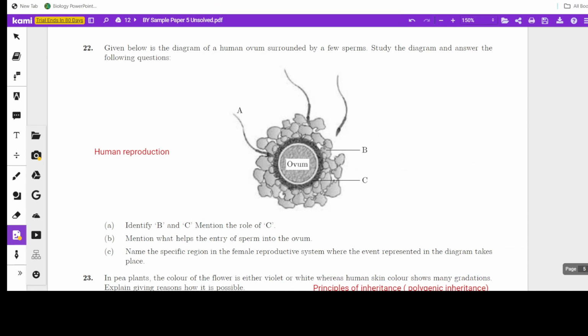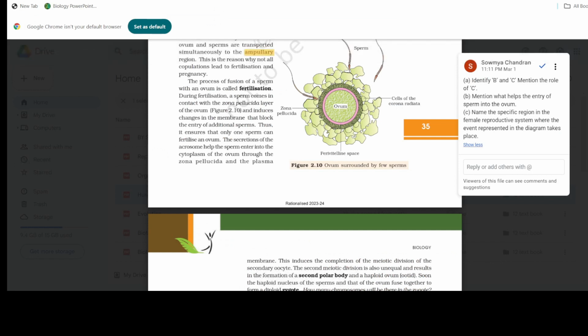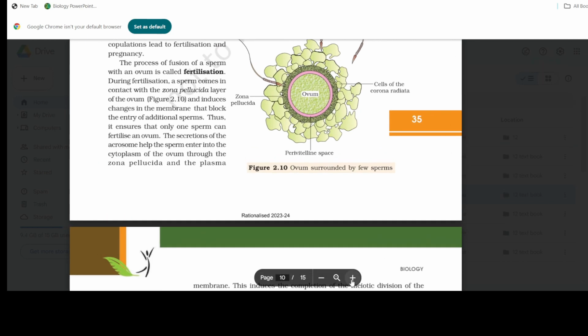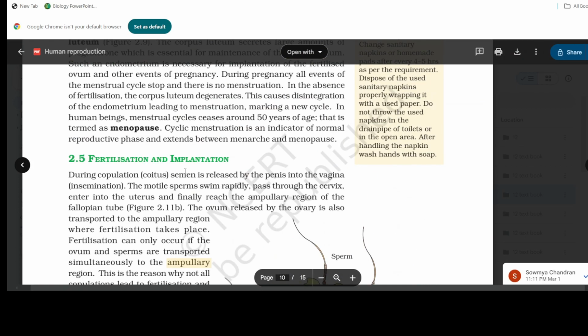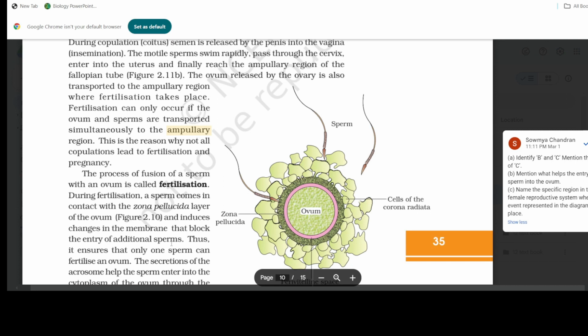So B is the cells of the corona radiata and C is the cells of the zona pellucida. The function of corona radiata is not mentioned in your textbook, though it is nutritive in function. But the function of the zona pellucida layer is mentioned during fertilization. Look at the sentence given here: during fertilization, a sperm comes in contact with the zona pellucida layer of the ovum and induces changes in the membrane that block the entry of additional sperm. So this ensures that only one sperm can fertilize an ovum.